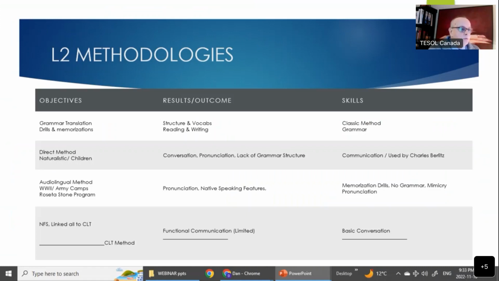Then World War II came along. And when the United States became involved in World War II, it became necessary for them to train their military personnel to speak foreign languages, whether it was the language of one of the ally countries or of the enemy countries.